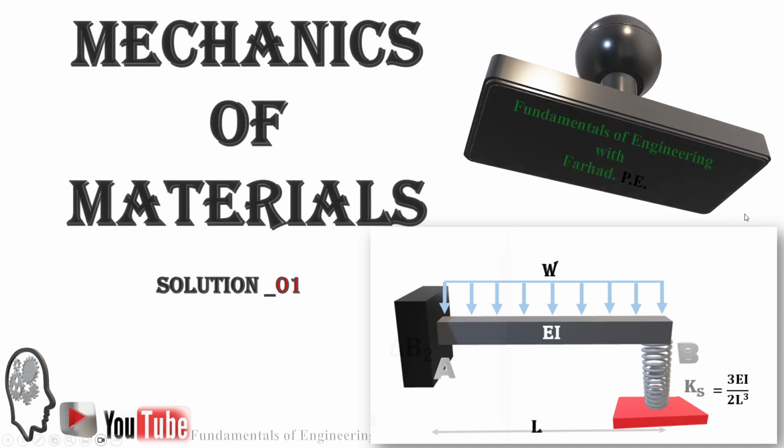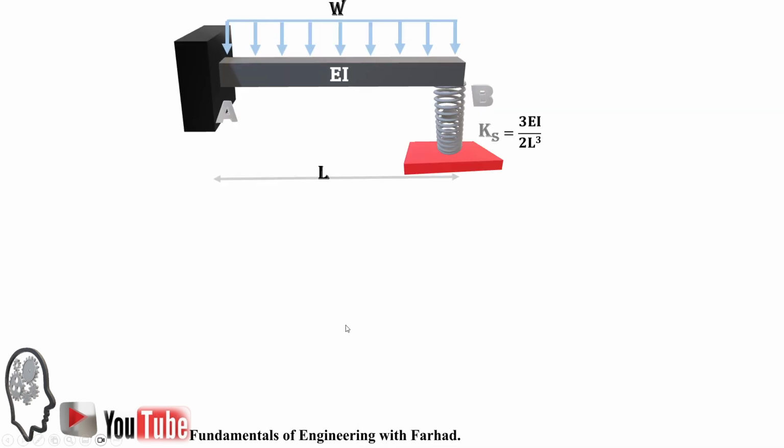In this example, we have an interesting problem in a combination of a spring and a cantilever beam in mechanics of materials. We want to solve it with the consistency of deformations. We are provided with a cantilever beam attached to a spring, and the spring is fixed on the ground with the stiffness of 3EI over 2L cubed, and the cantilever beam handles a distributed load of W. We want to calculate the force in the spring in this combination.